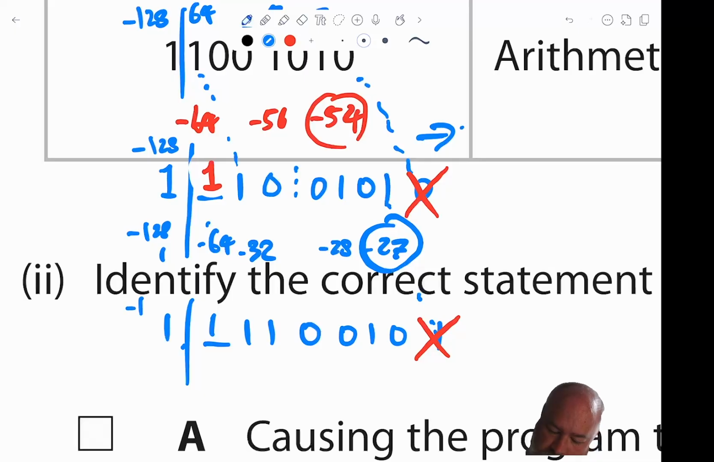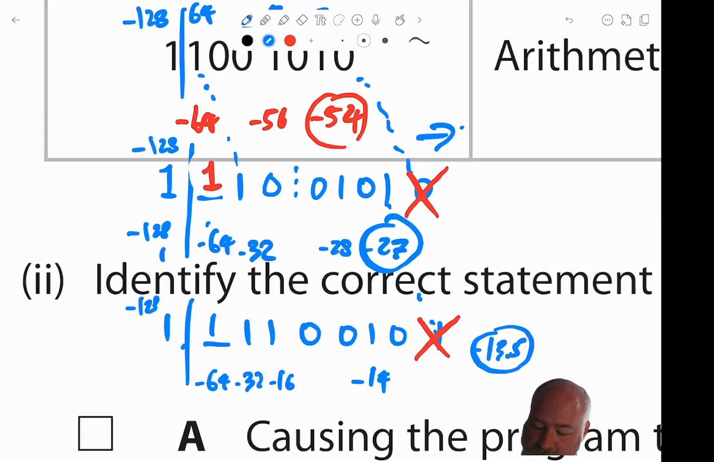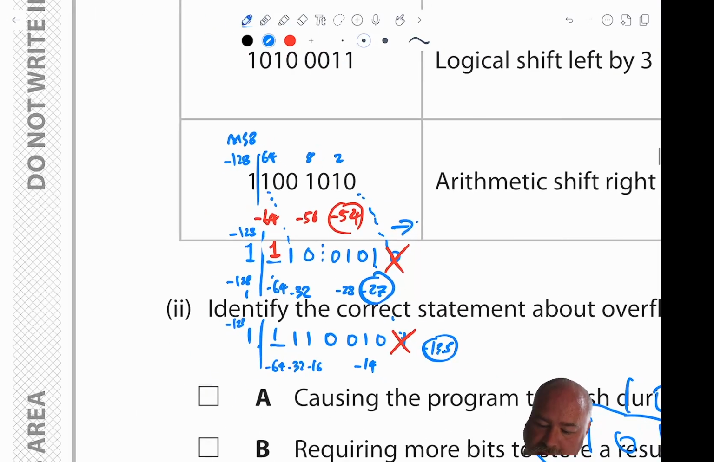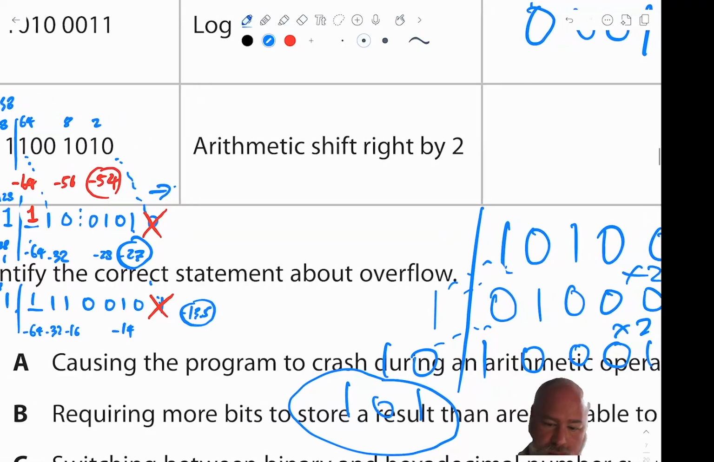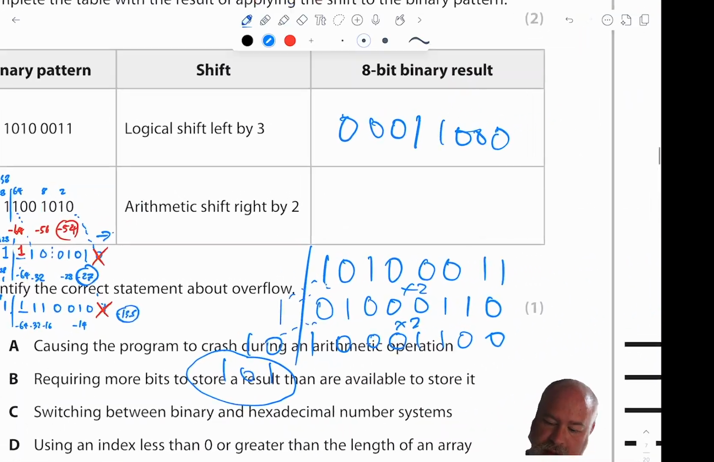So we've got minus 128, plus 64 is minus 64, plus 32 is minus 32, plus 16 is minus 16, plus 2 is minus 14. So we can't have our minus 13.5 represented here properly. Obviously in real computing there are ways around this, but that's what we're looking for there in the answer.